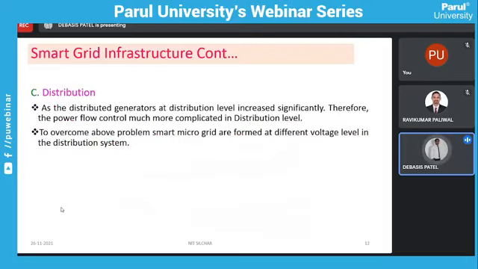Coming to the next one, distribution. As you know, distributed generation levels are increasing nowadays. As distributed generation at the distribution level increases significantly, power flow control becomes much more complicated at the distribution level. To overcome the above problems, smart microgrids are formed at different voltage levels and in distribution systems. So these are the physical parts where we require the smart grid.